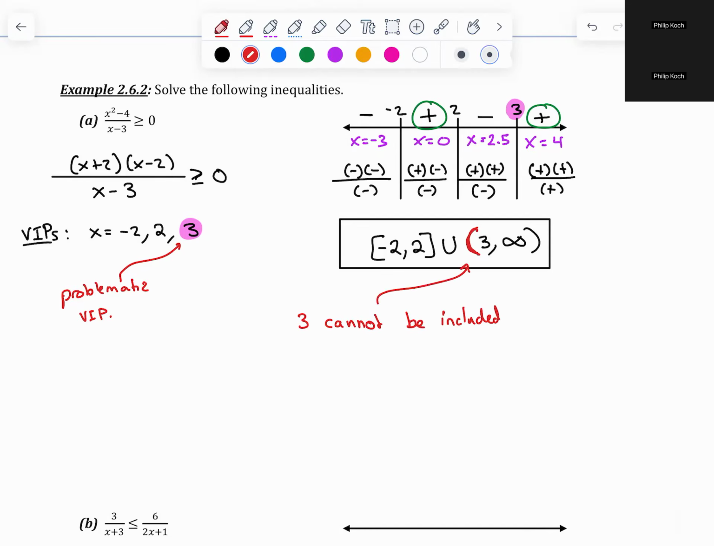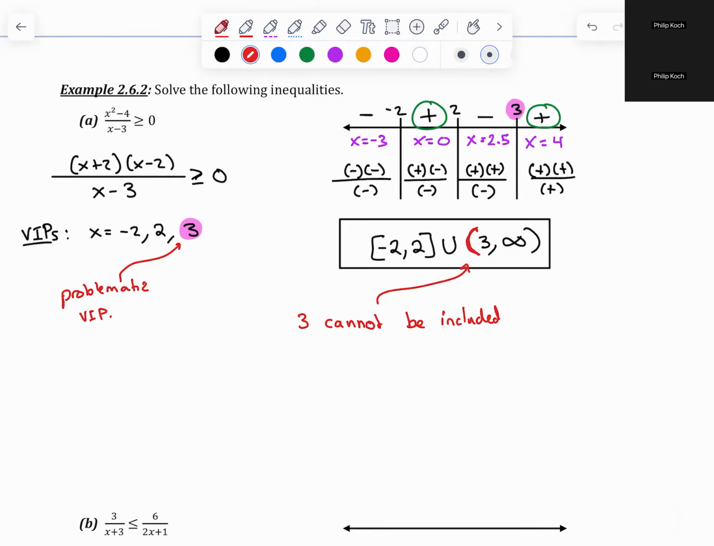Now, -2 can be plugged in, because if you plug in -2, you'll get 0 divided by -5, that's 0, and 0 is in fact greater than or equal to 0. You plug in 2, you'll get 0 over -1, that's 0, that solves the inequality. You plug in any number in between these, it will solve the inequality. You plug in any number between 3 and infinity, it will solve the inequality.